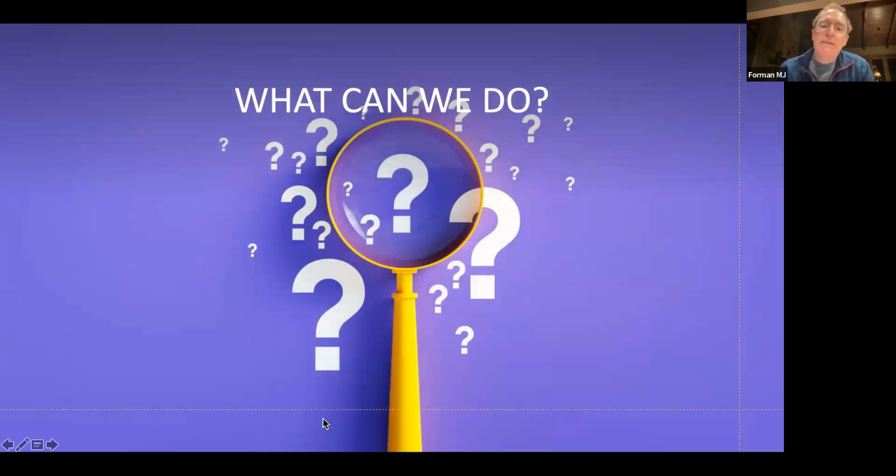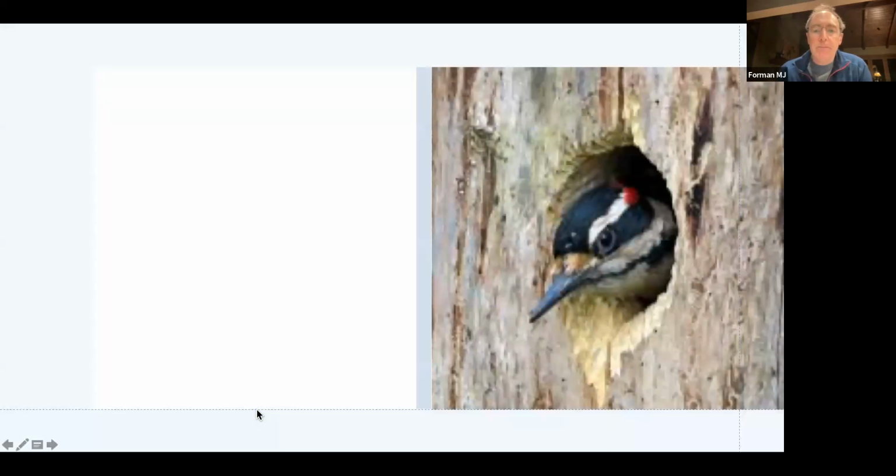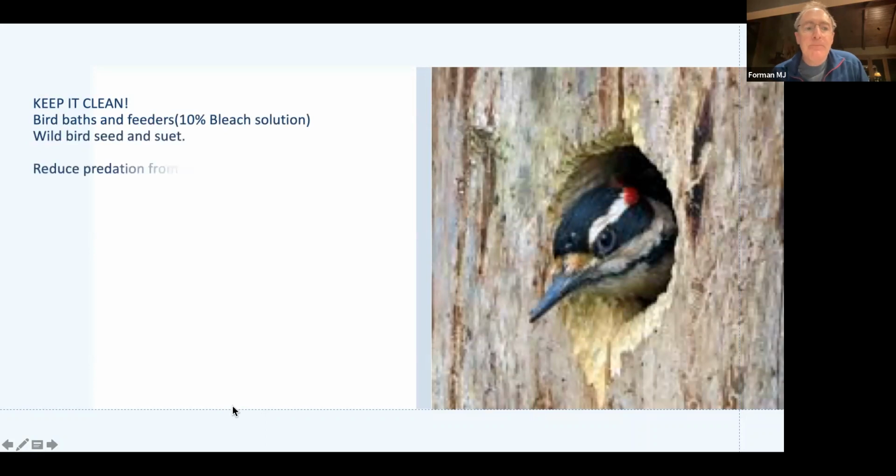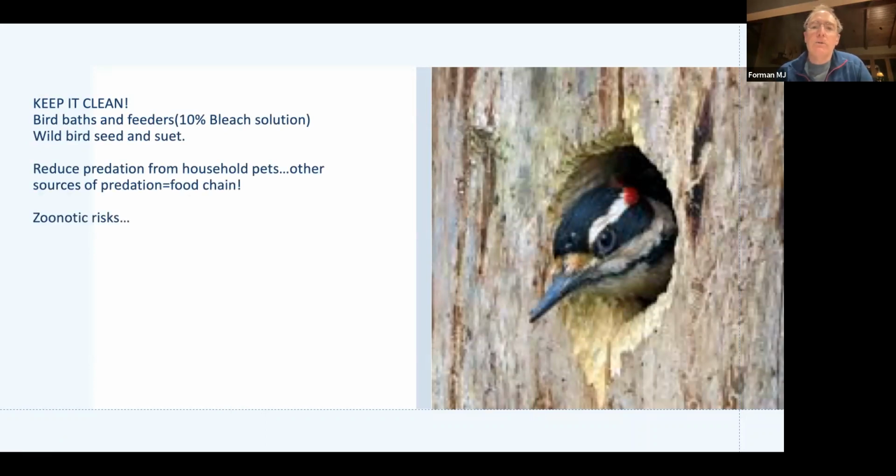So what can we do? Let's go ahead and move on to the next slide. Cleanliness is number one. All right, let's focus on what we can do in our own world locally. And then if we can do things on a macroscopic level as well, that would be great, supporting organizations that can help our wild avian populations here and abroad. But locally, keep it clean.